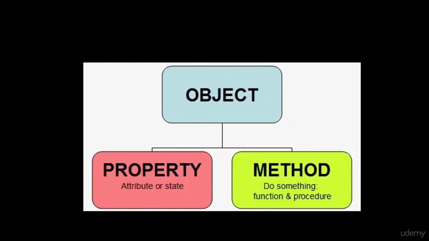For a car, every object has some methods, which do something, like a function or a procedure, and properties, which are just attributes or state. Let's look at this example.